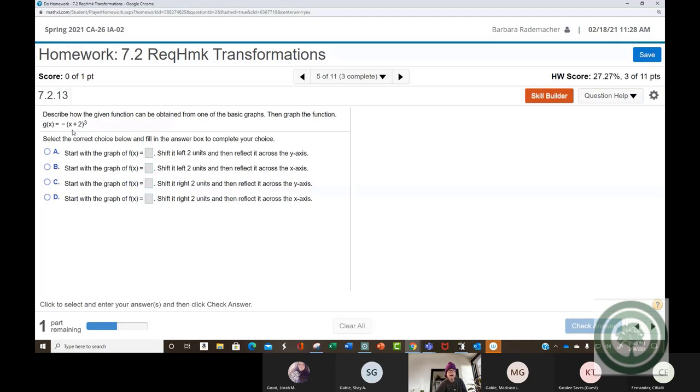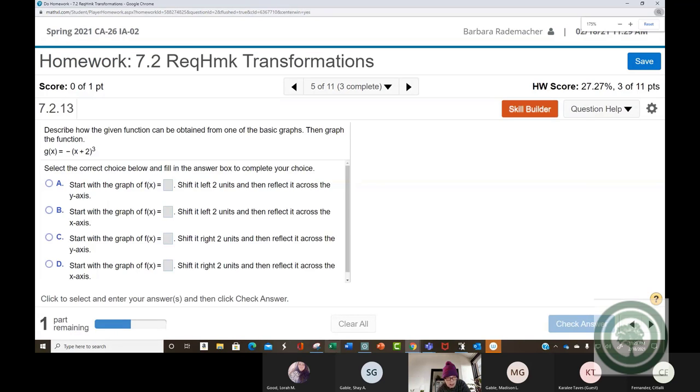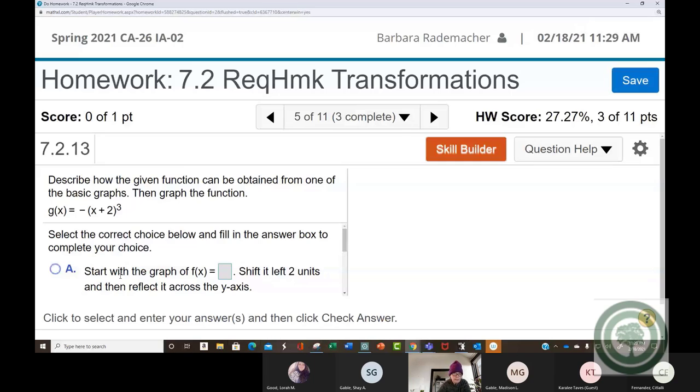Okay, now we've got another. Oh, we've got x to the third. Doesn't matter. Look at that. Here's your x. Let me make this bigger. You've got x plus 2 in parentheses cubed. So your basic function is going to be x cubed. The minus in front turns it upside down, which is a reflection across the x-axis. And the plus 2 on the inside, in the parentheses with the x, is going to shift the graph either left or right, and this plus is going to shift it to the left, not what you would expect. So that's what you're going to have.